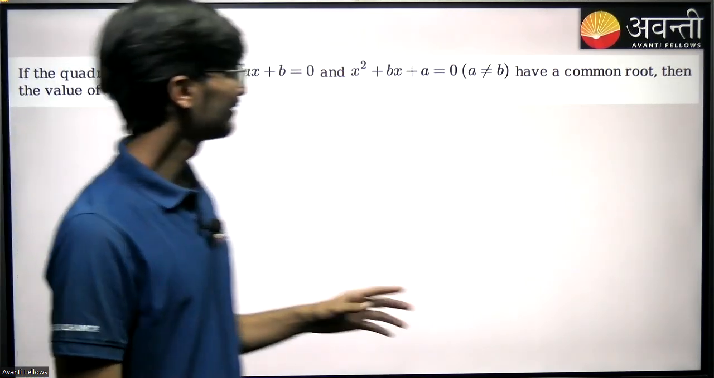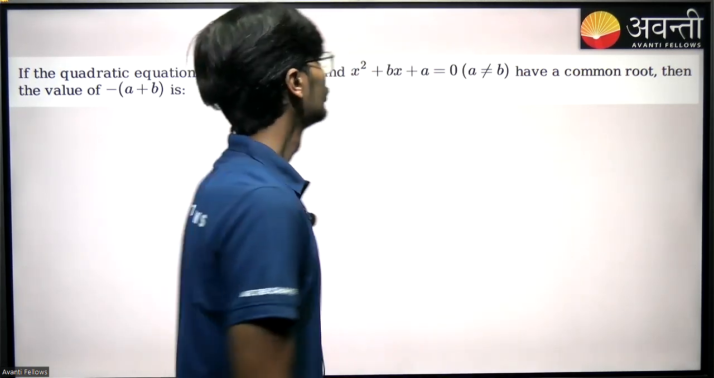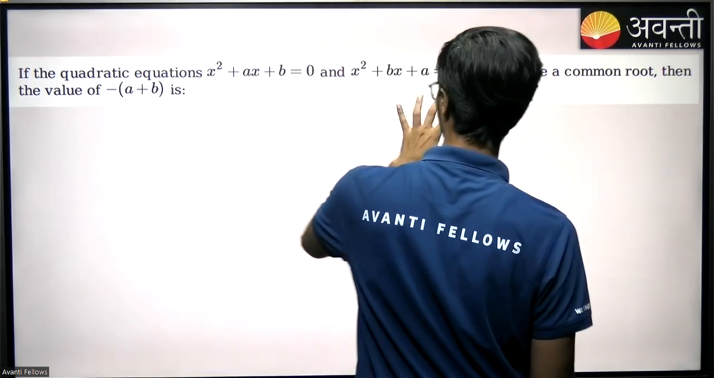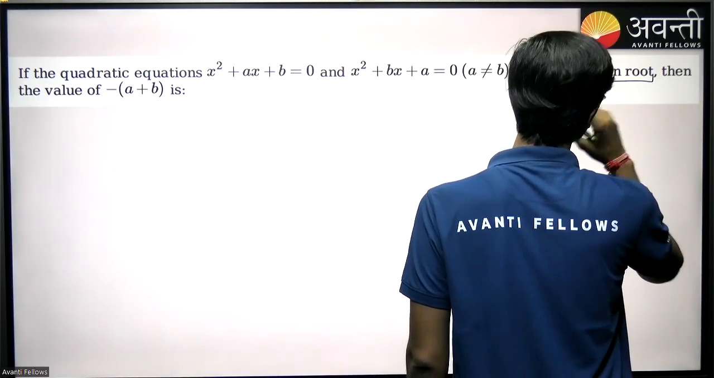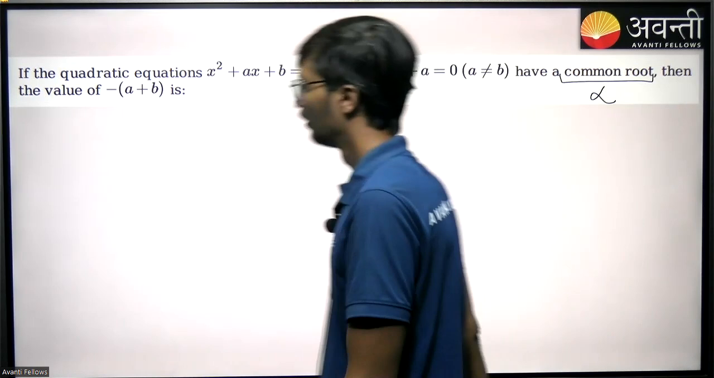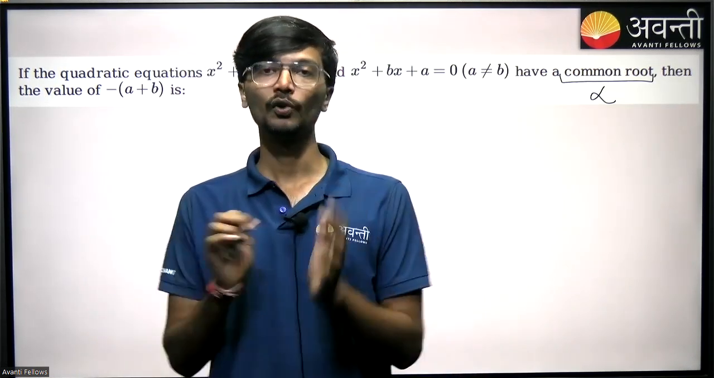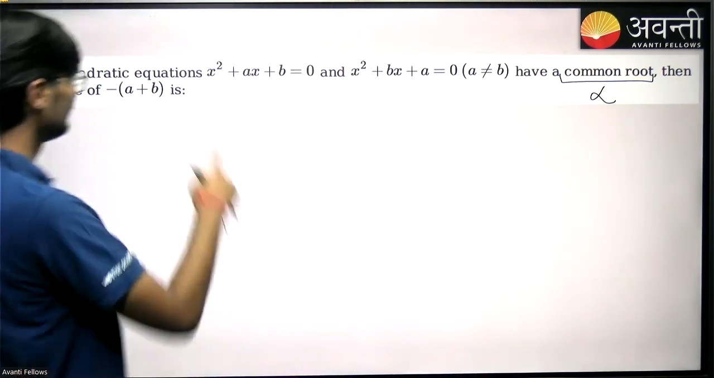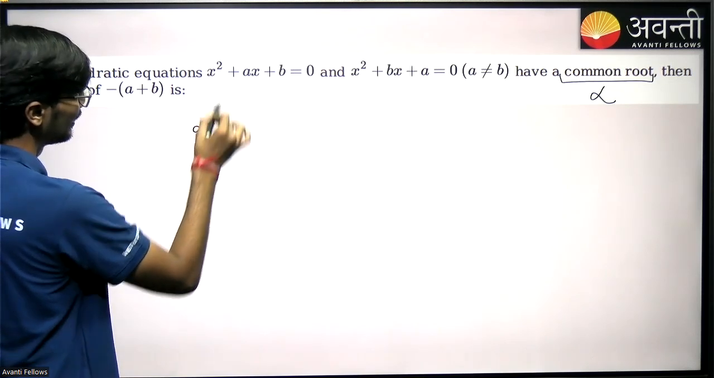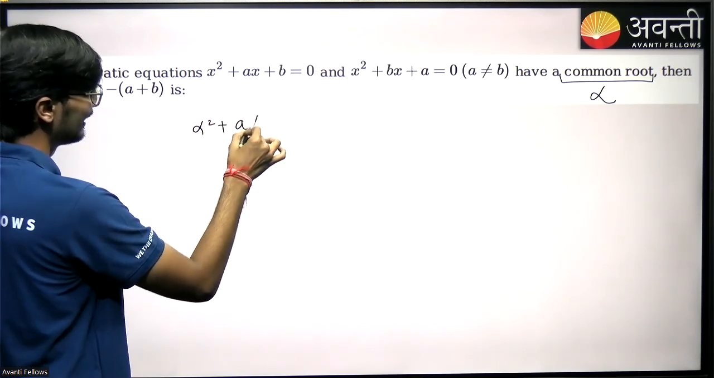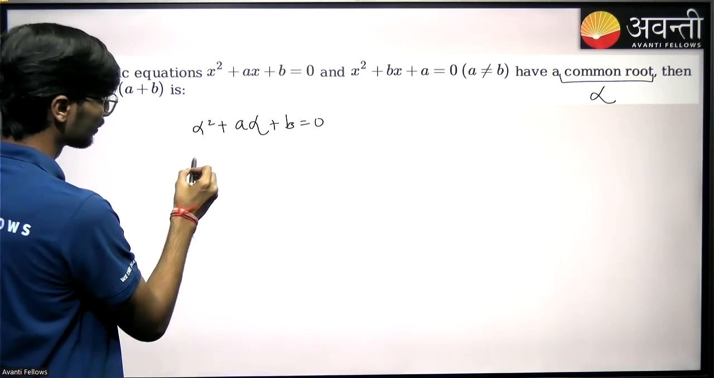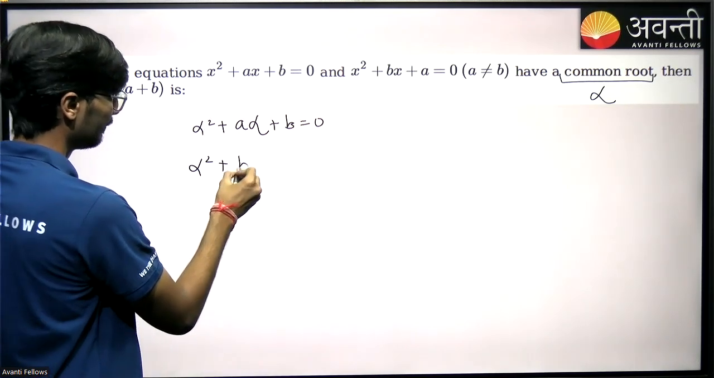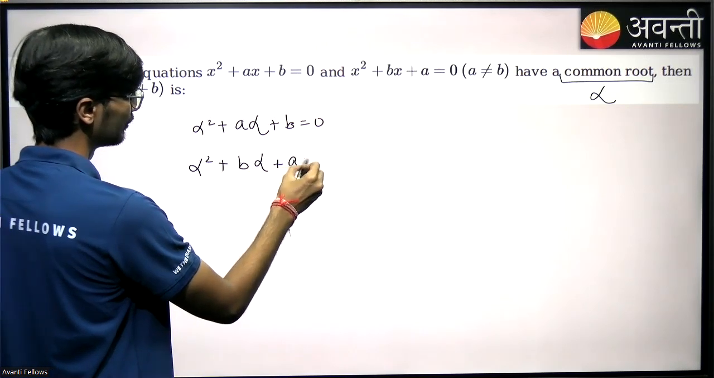Yeah. Next is again a quadratic. So let's say these two quadratic equations have a common root. So let's say the common root is alpha. So if the root is alpha, the quadratic equation will be satisfied. That means I'll get alpha square plus a alpha plus b equals 0, and here alpha square plus b alpha plus a equals 0.